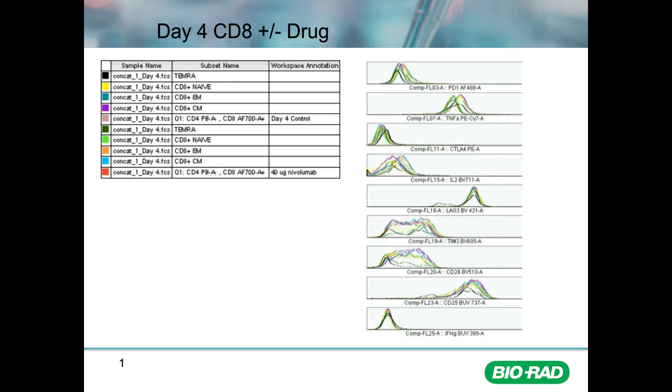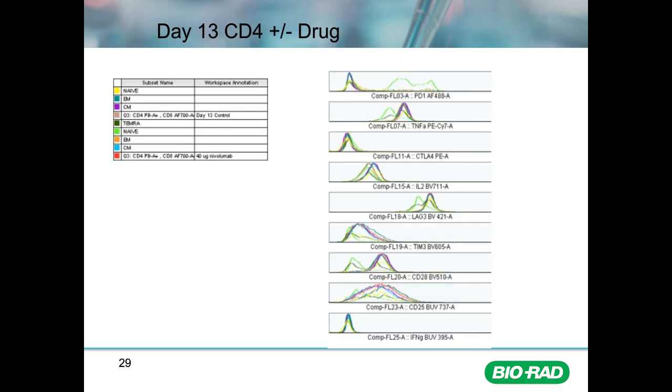By day 13 within the CD4 T cell compartment, expression of PD-1 was still increased in the presence of PD-1 blockade. No difference in expression was observed for checkpoint inhibitors LAG3, TIM3, or CTLA4. The cytokine expression of interferon gamma, TNF, and IL-2 were similar between groups treated with and without the PD-1 inhibitor.